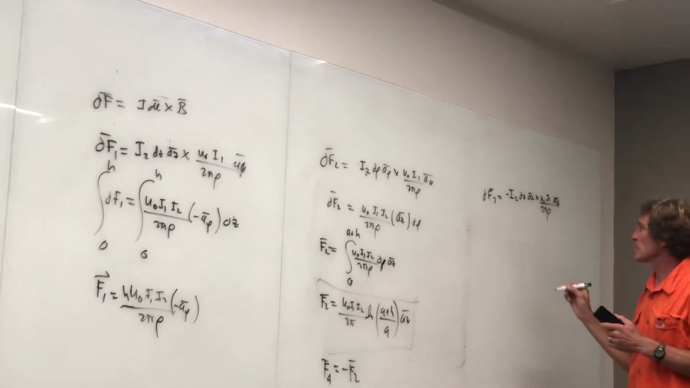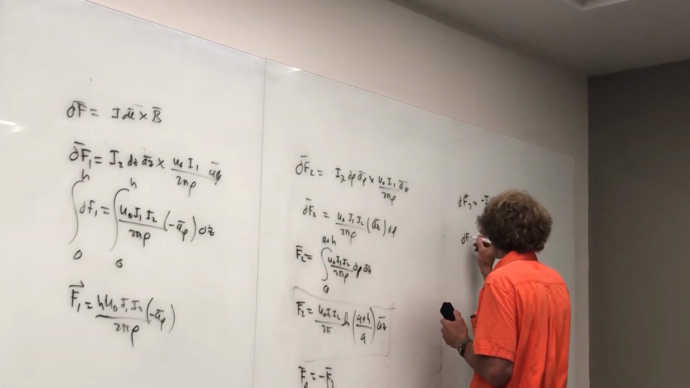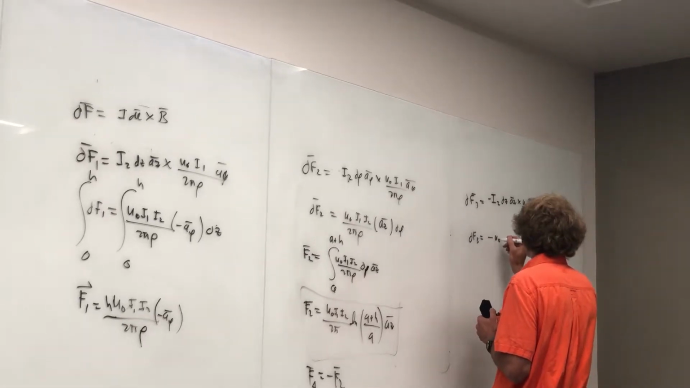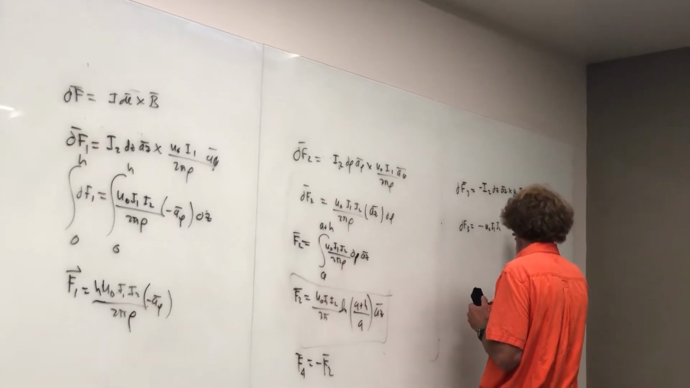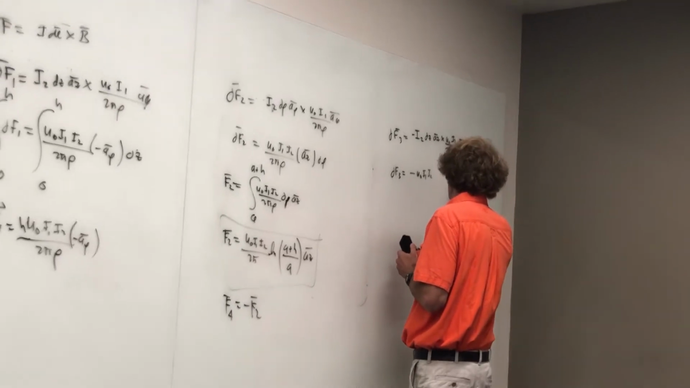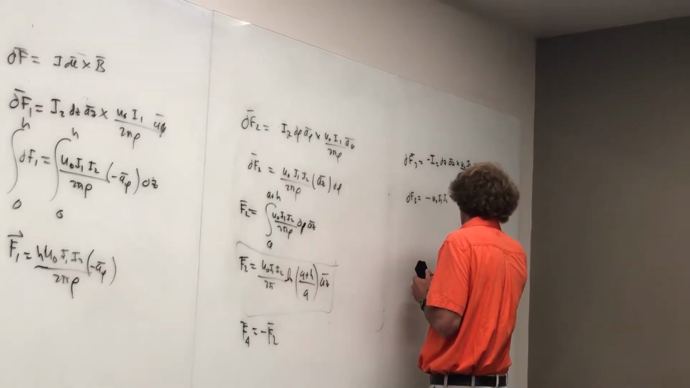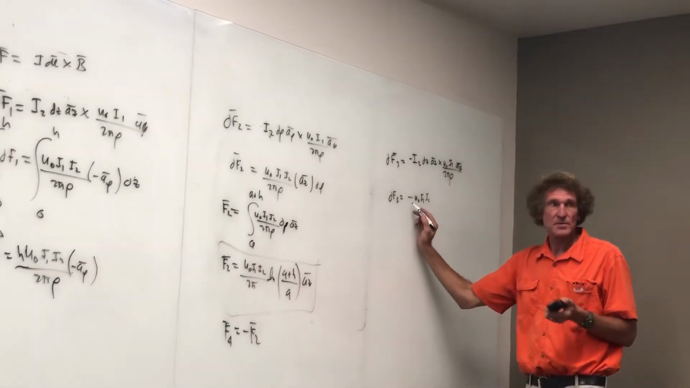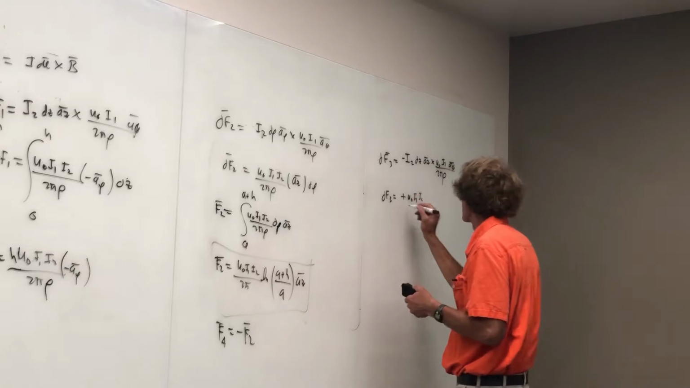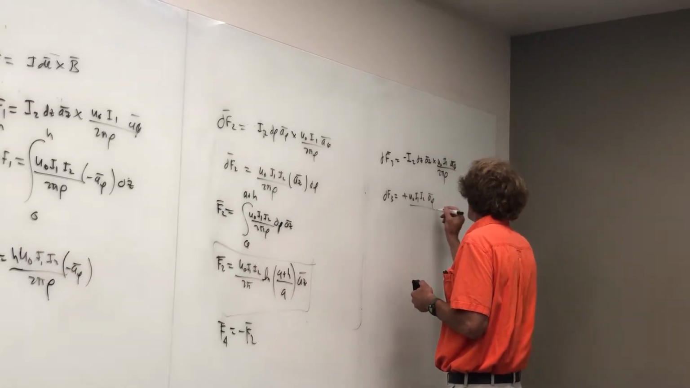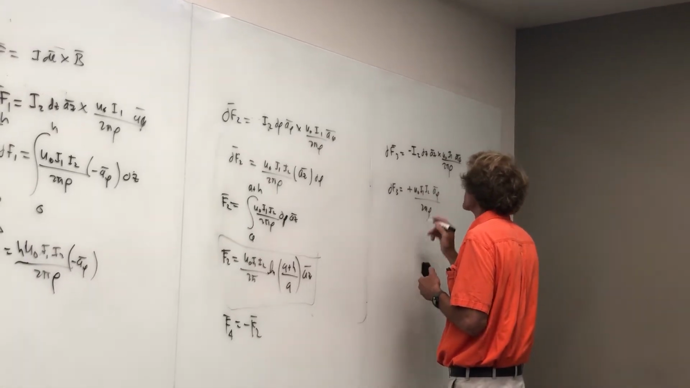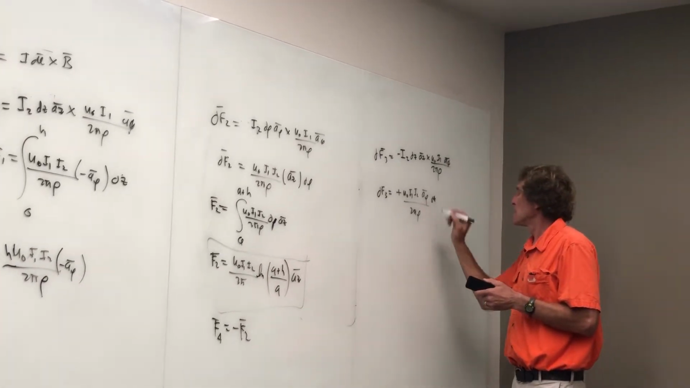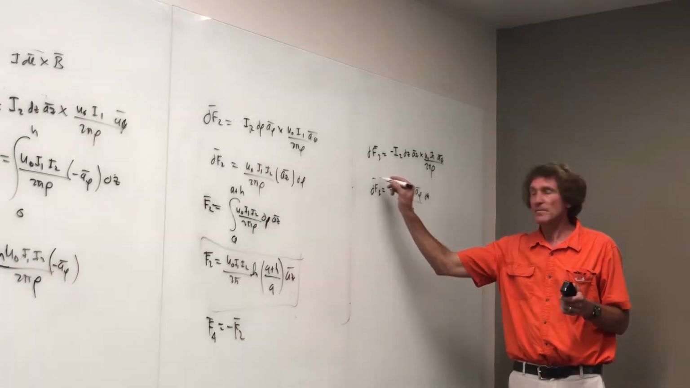And what happens when you do that cross? You get what? Well, it's going to be minus mu 0 I1 I2, right? a_z cross a_phi is minus a_rho, right? But there's a minus sign, so it's plus a_rho over 2 pi rho times dz. Now, do y'all follow me on what I've done here?